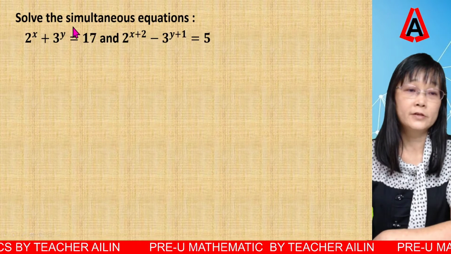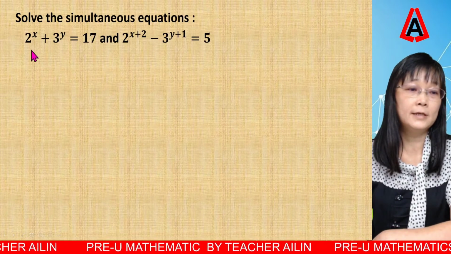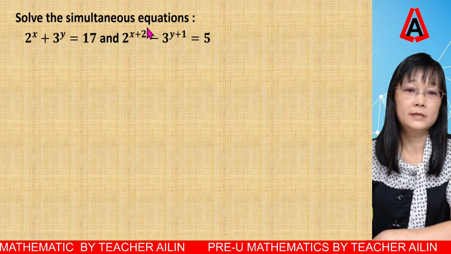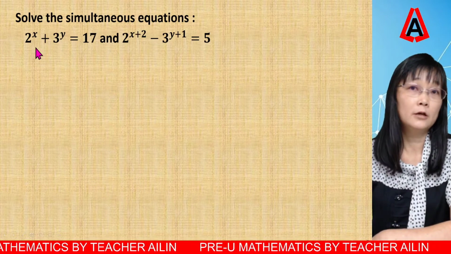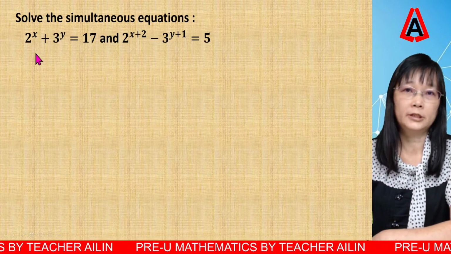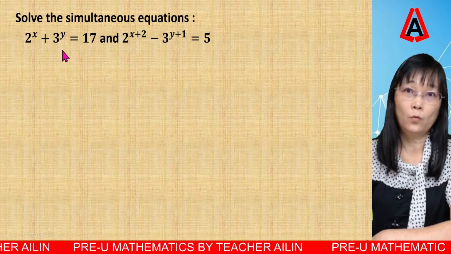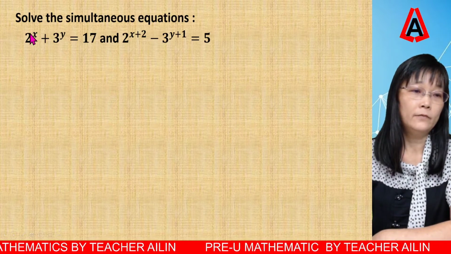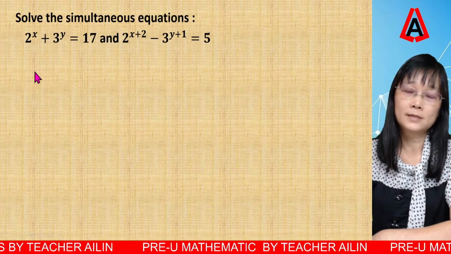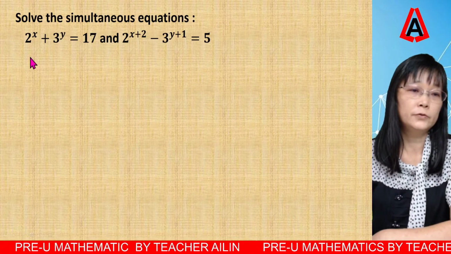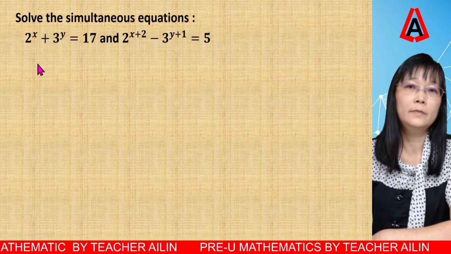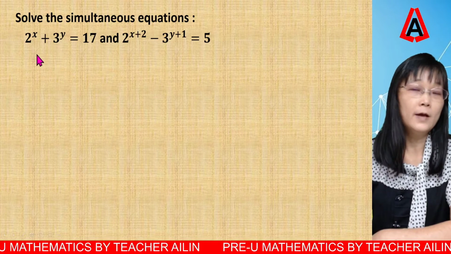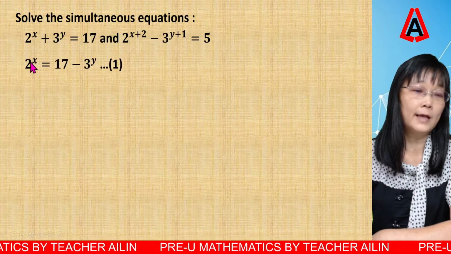Now we are going to solve the simultaneous equations in exponential form. When solving simultaneous equations, normally we are going to cancel off one of the terms, either the x term or the y term. If we choose to cancel off the x term, then we are going to set the x term as the subject. If we choose to cancel off the y term, then we are going to set the term y as the subject. So now I decide to cancel off the x term.